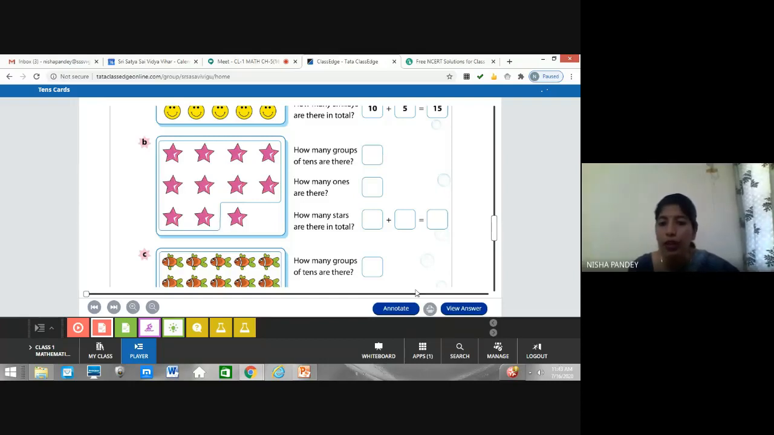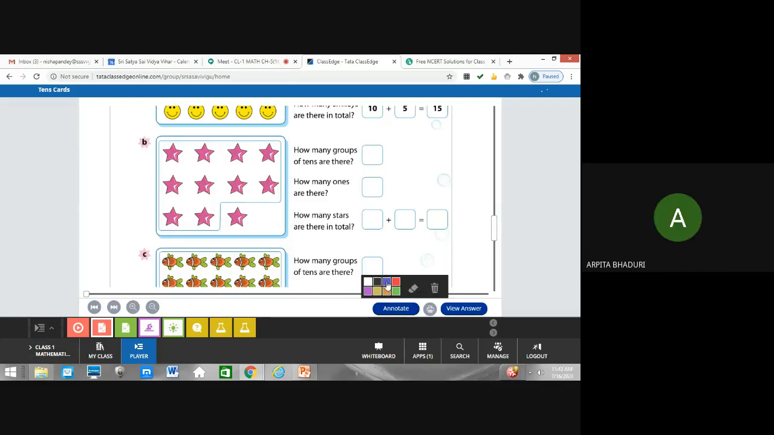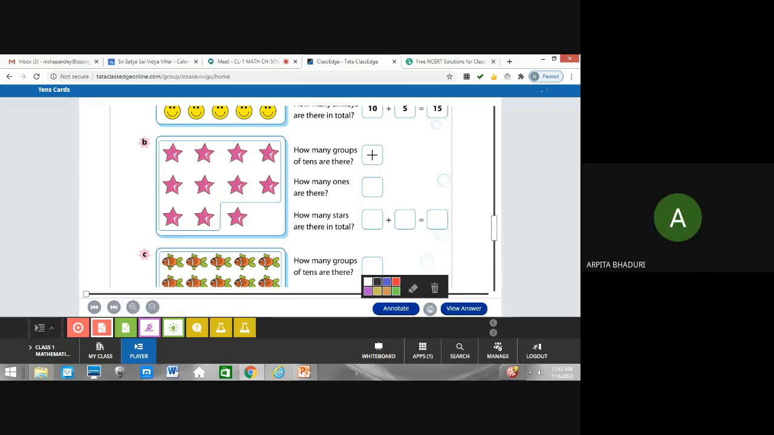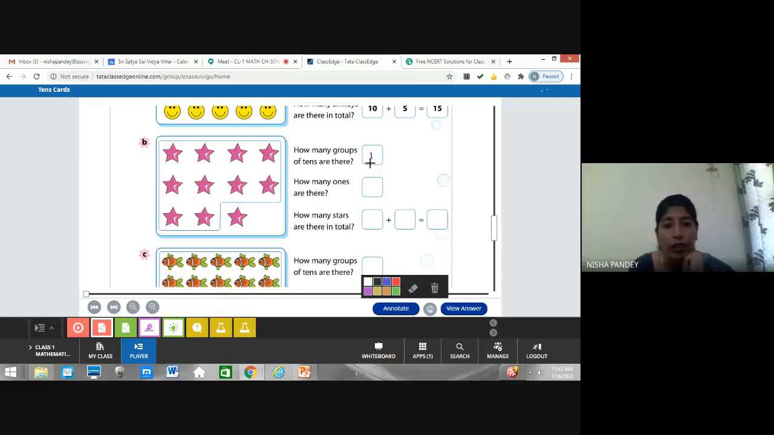So what are we going to write here in the first? Can you read the first question? How many groups of tens are there? So how many groups, how many bundles can we see here? Ma'am, one bundle of 10. One bundle of 10. So I've written here one, right?